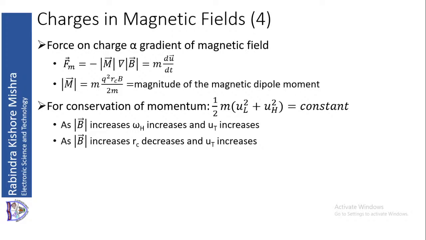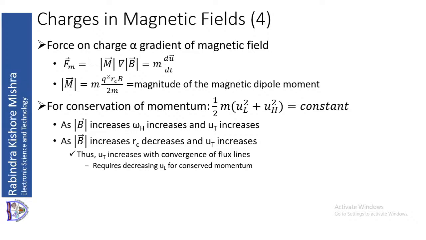Therefore, ut increases with convergence of flux lines. What does that mean? How is this occurring? Because these flux lines converge at the pole, and at the pole B is maximum. We have said that B is increasing, which results in an increase of UT. Therefore, UT increases with convergence of flux lines.